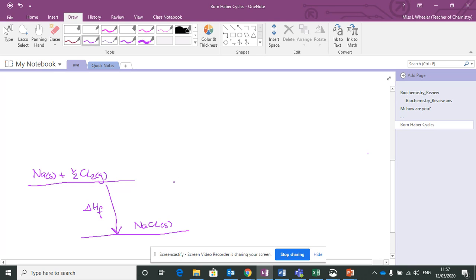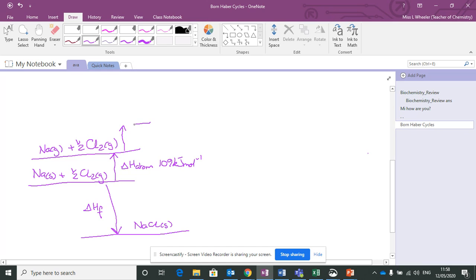Now, for atoms to react, they need to be in the gaseous state. So the first thing I'm going to do is convert my sodium from sodium metal into a gas, and this is called the enthalpy change of atomization. So I'm turning my metal into an atom, and this value for sodium is 109 kilojoules per mole, and we can get this value from a data booklet.